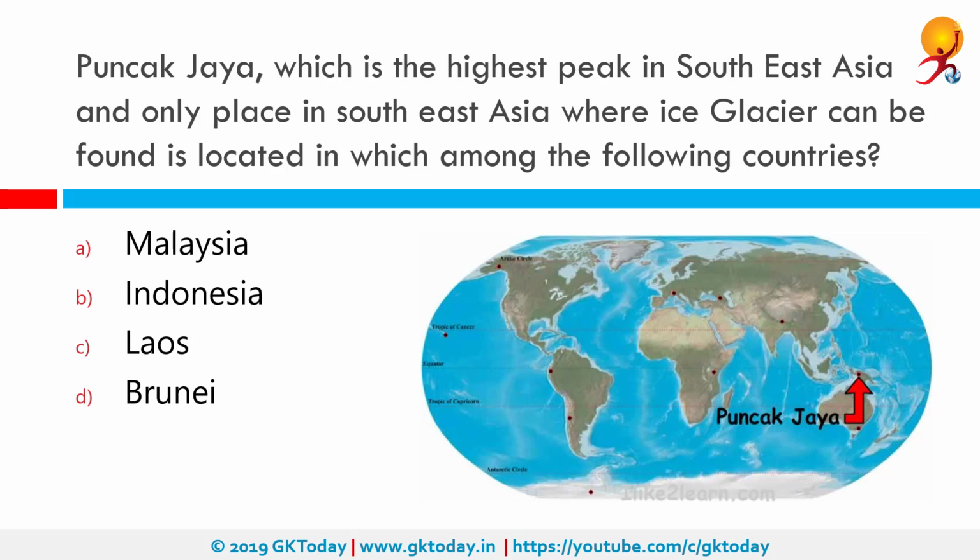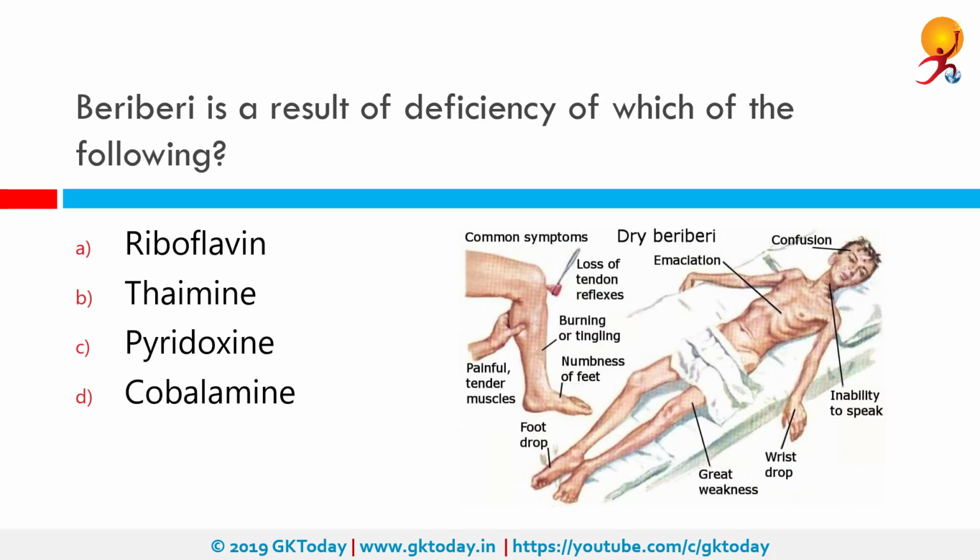Puncak Jaya, which is the highest peak in Southeast Asia and the only place in Southeast Asia where ice glaciers can be found, is located in which among the following countries? So the correct answer here is Indonesia, as you can see on the map. It is the highest summit of Mount Jayawijaya or Mount Carstensz in the Sudirman range of the western central highlands of Papua province of Indonesia.